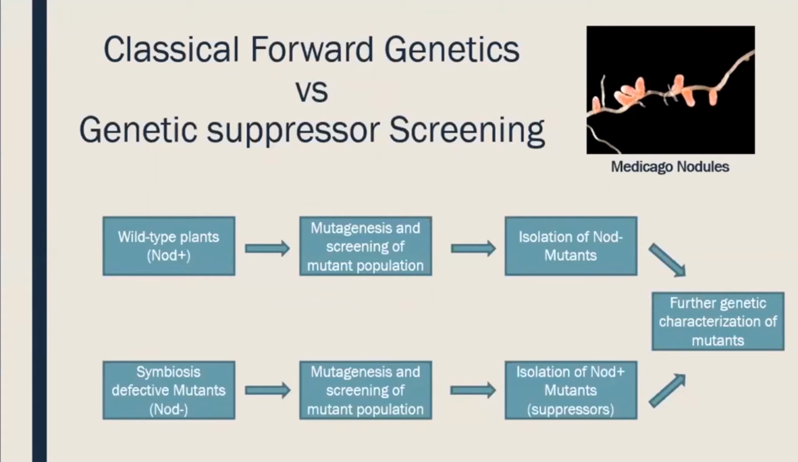In contrast, for genetic suppressor screening, we take symbiosis defective mutants that are NOD-, mutagenize them, and screen that mutant population, and from that screening, we isolate NOD+ mutants, also known as suppressors. And in both of these approaches, it ends in further characterization of mutants.